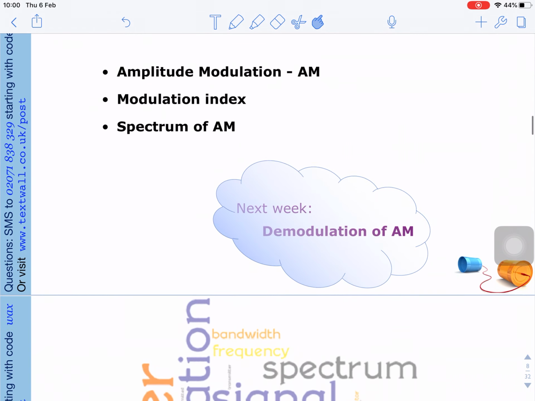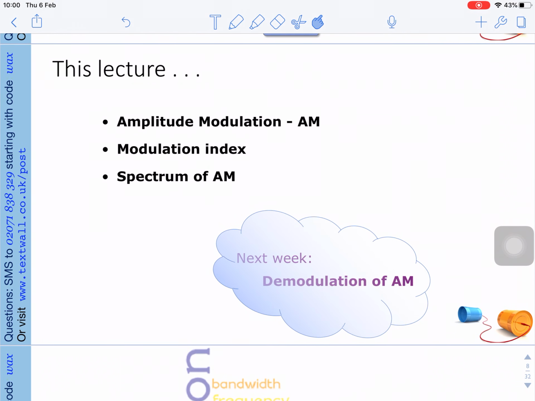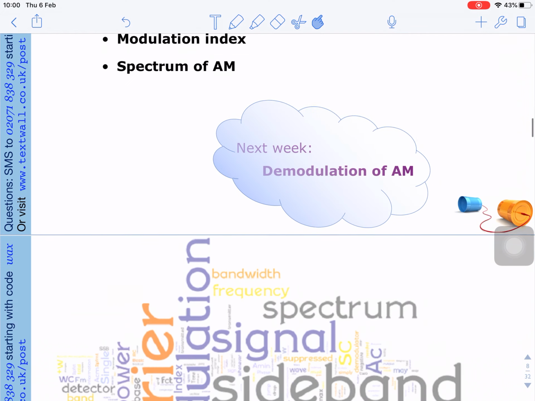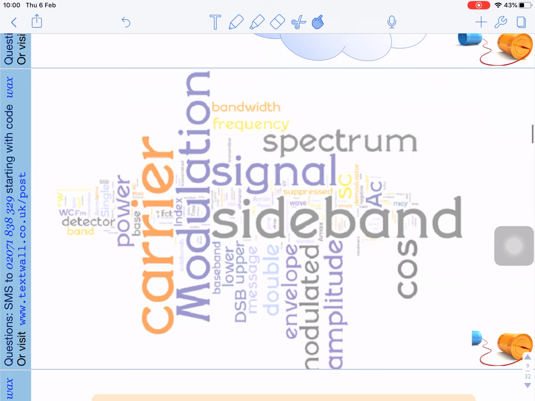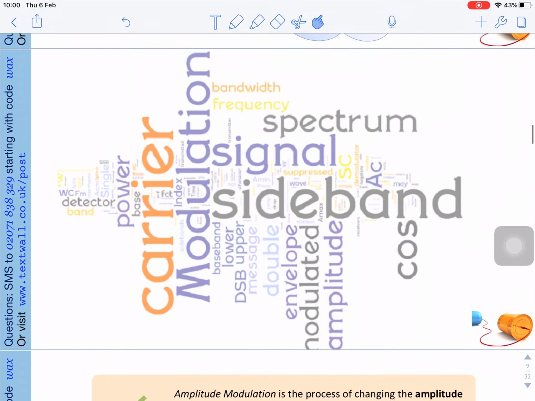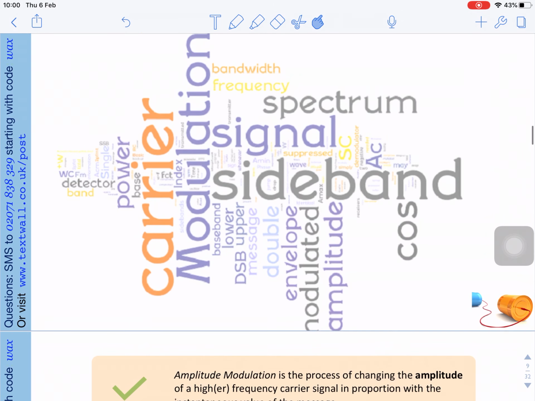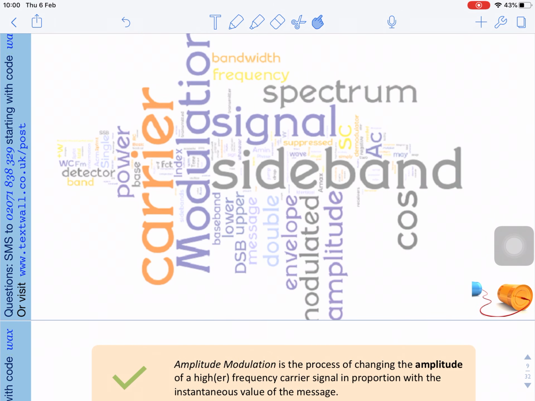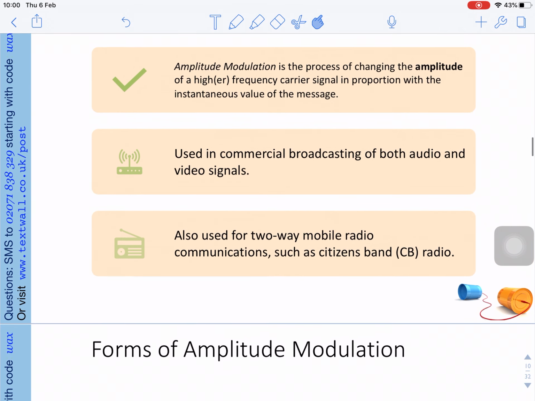So amplitude modulation is called AM, which involves the modulation index and the spectrum of AM. In terms of modulation, there are many things to be considered. For example, look at this word cloud: the carrier, the modulation, the sideband, the signal spectrum, the amplitude, the envelope, double sideband, upper sideband, something like that.